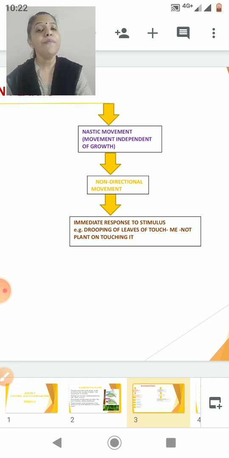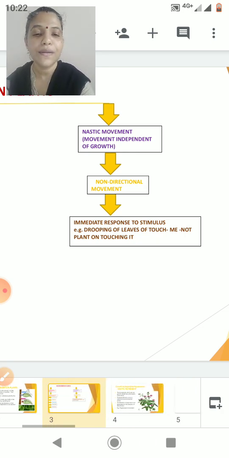Now, an example of a nastic movement is the immediate response to a stimulus, like the drooping of the leaves of the touch-me-not plant on touching it. On touching a touch-me-not plant, it is not going to look in the direction from where the touch has come. It is going to droop. So that means it is a non-directional movement. At the same time, the drooping of the leaves is not dependent upon growth, so it is a growth-independent movement. So these are the characteristics of nastic movement. Now let's go to the next slide.